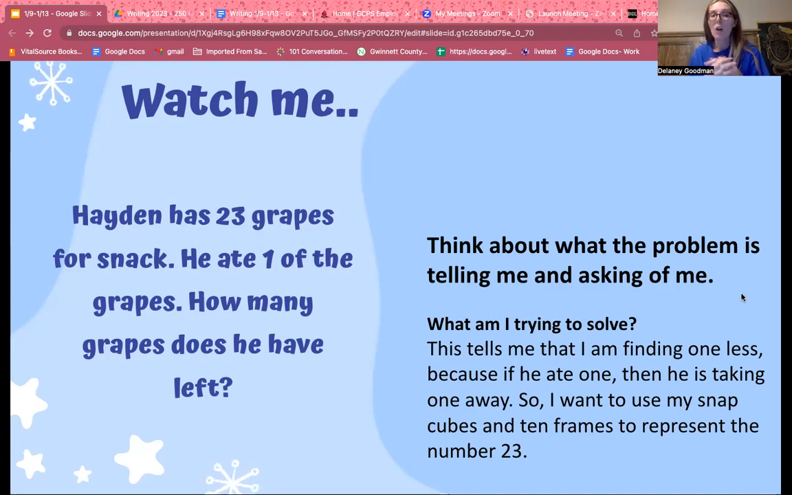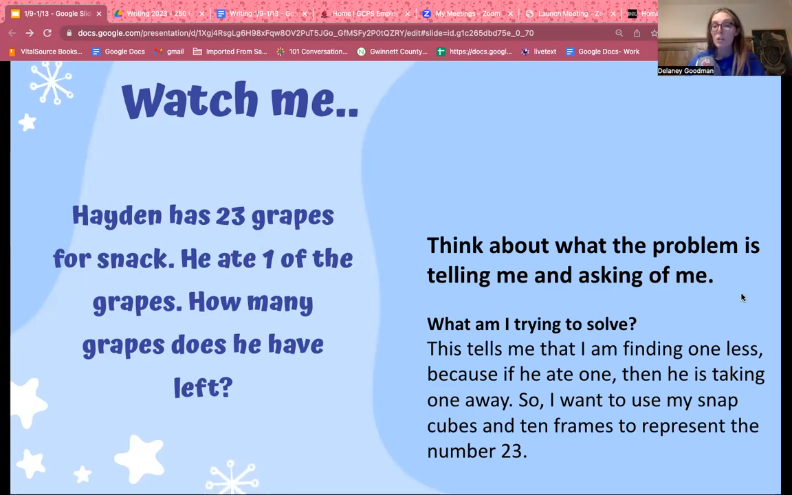It asked me, how many grapes does he have left? So this tells me the problem is asking me to find one less than the number 23, because if he ate one grape, then he is taking one away, right? Because if I have 23 grapes and I eat one, then my number is getting smaller. I'm finding less, because less means smaller. So if he has 23 grapes right here and he eats one, I'm finding one less than, because less means that your number is getting smaller.